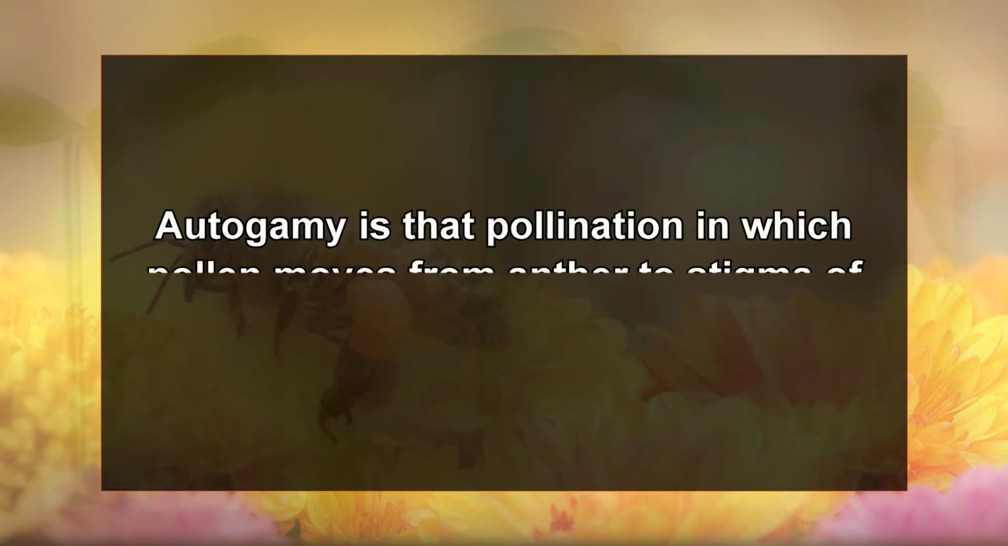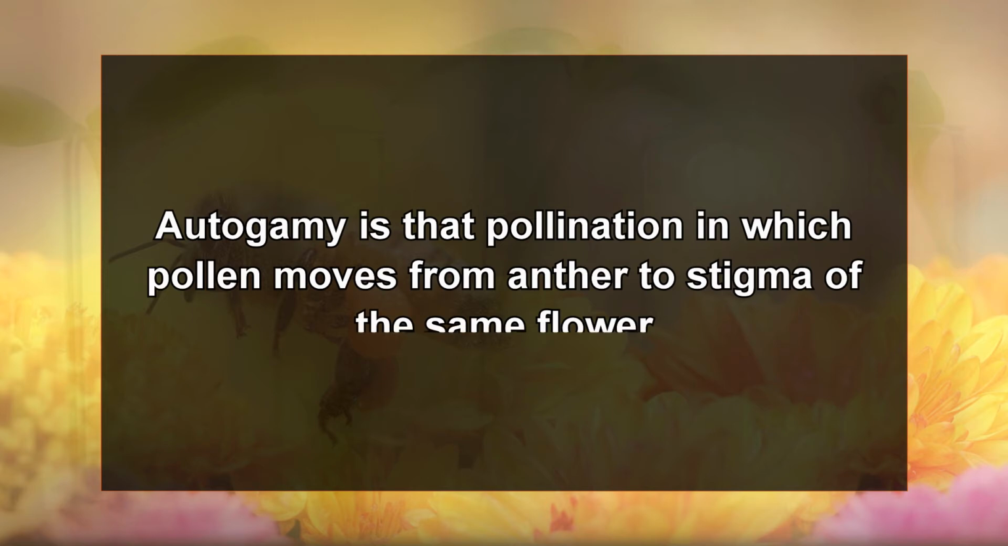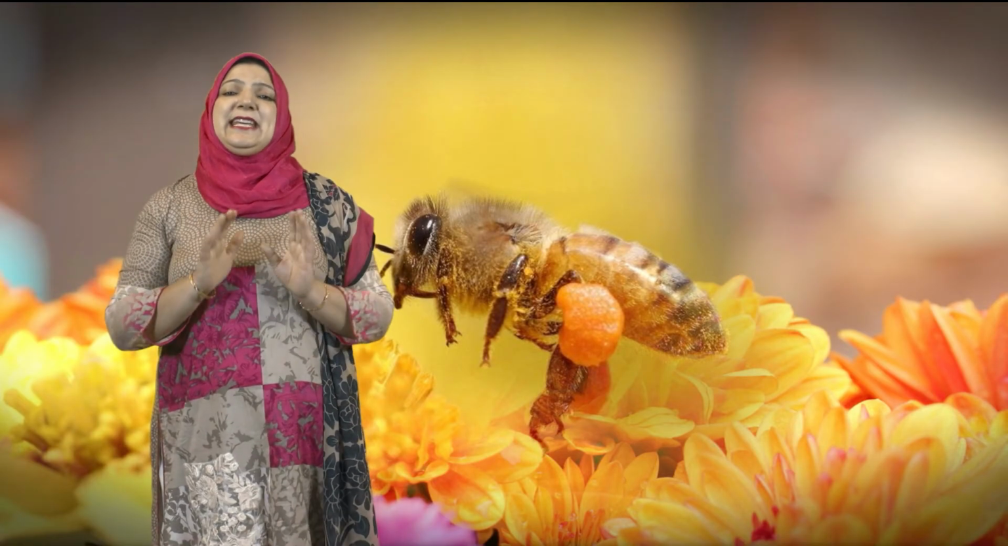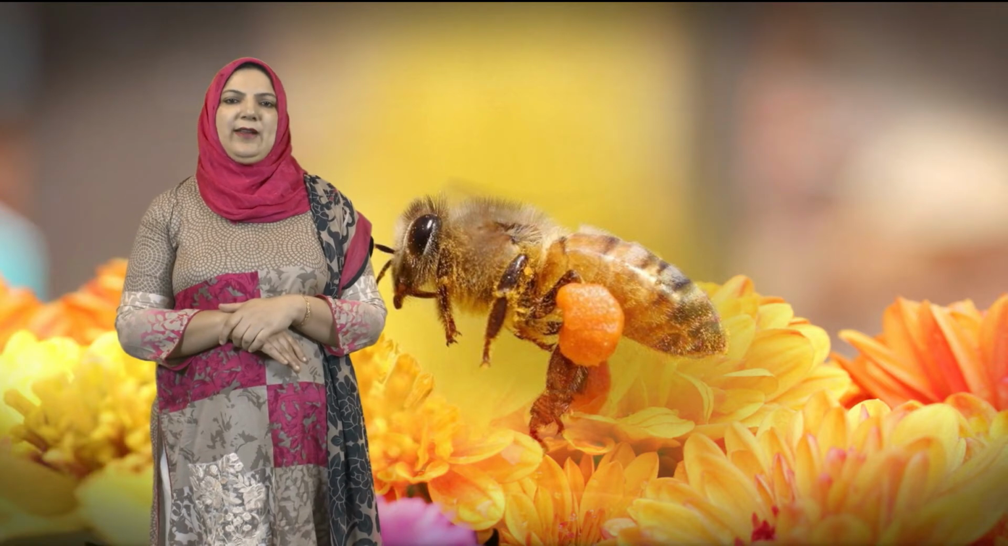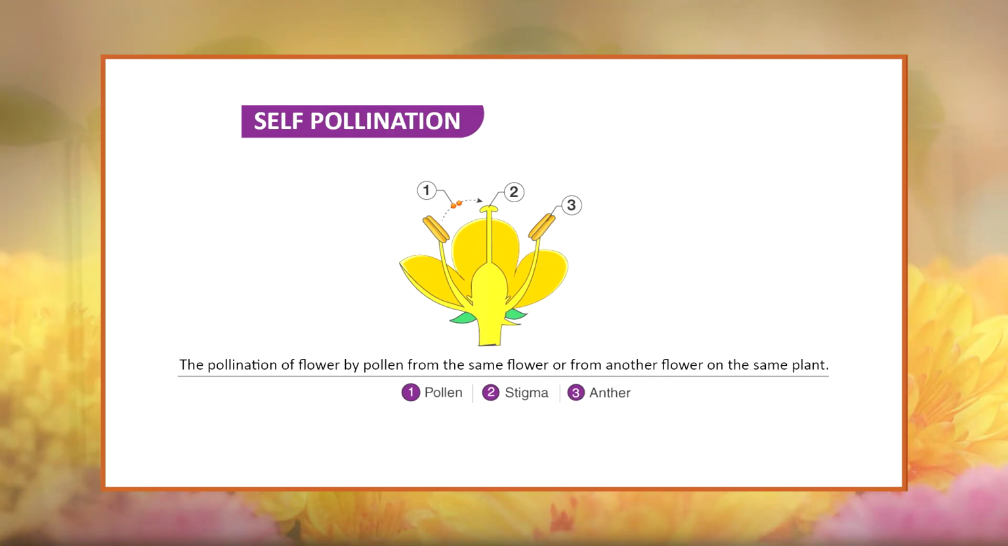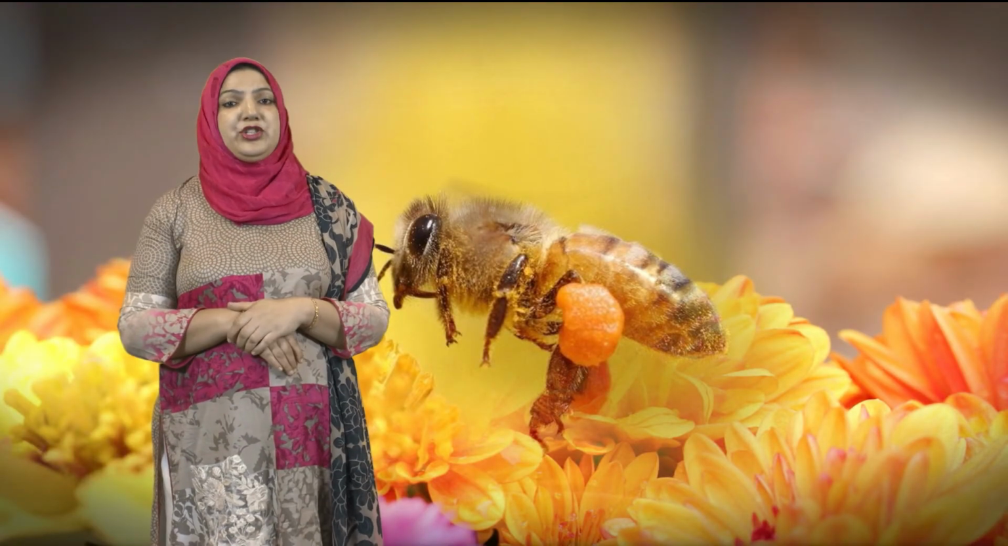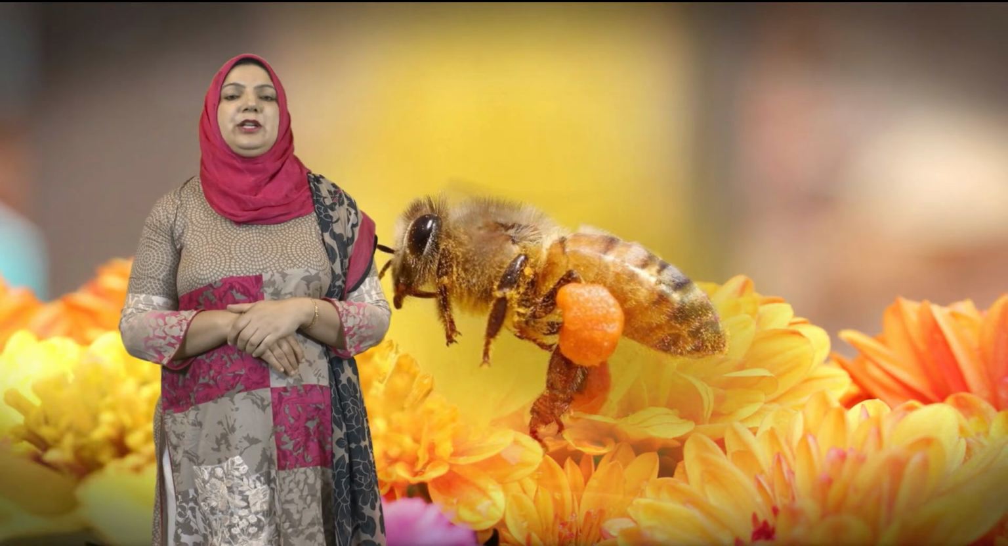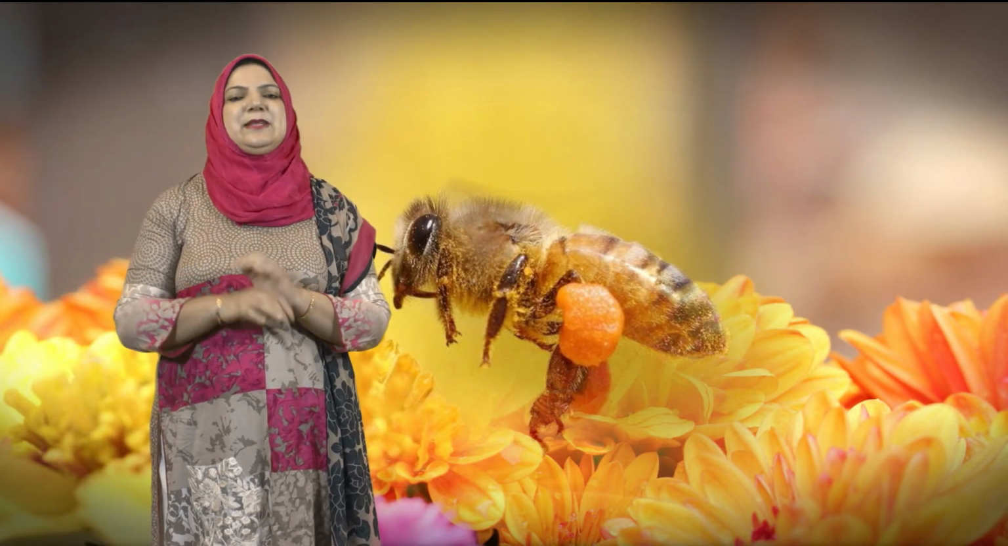Autogamy is that pollination in which pollen moves from anther to stigma of the same flower. This autogamy is favored by bisexuality of flowers. It's only possible in those plants which bear bisexual, hermaphrodite or perfect flowers, which are also homogamous, means they are with both male and female sex organs achieving maturation at the same time. An extreme floral adaptation for autogamy or self-pollination is the formation of cleistogamous flowers.